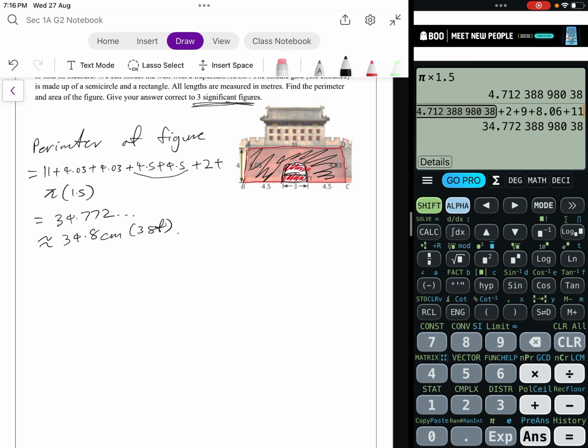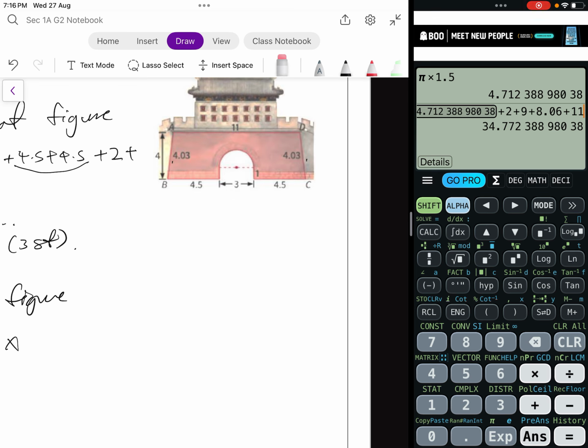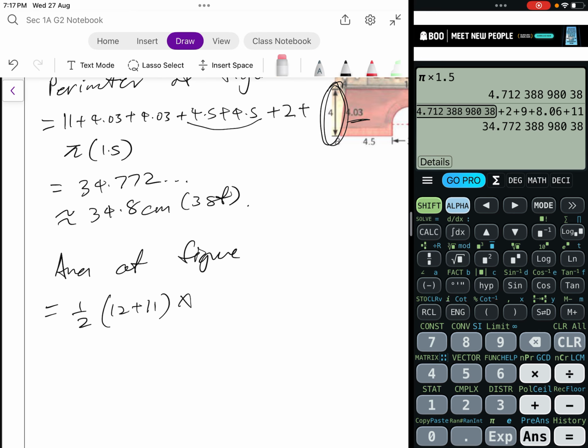I'm going to start with area of figure. Half, the two lengths will be 11 plus 9 plus 3. 4.5 plus 4.5 is 9, 9 plus 3 will give me 12. So half of 12 plus 11 times my perpendicular height. Did they give us a perpendicular height? Yes, the perpendicular height is here, 4, not the slanted length here, 4.3. This is slanted. What we want is the perpendicular height, 4. So we times 4.